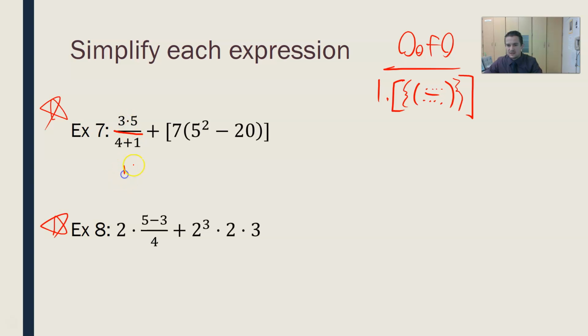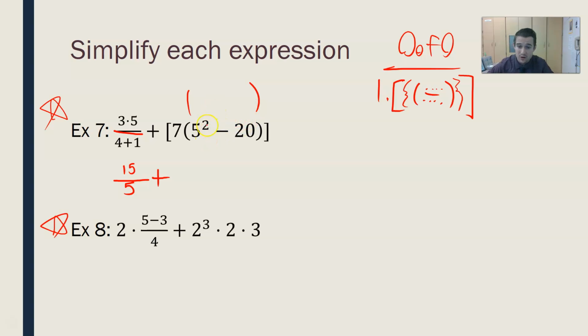3 times 5 is 15. In the bottom here, 4 plus 1 is 5. Then I have a plus. And then I have brackets here and parentheses here. So I'm going to go ahead and take care of what's inside the parentheses first.